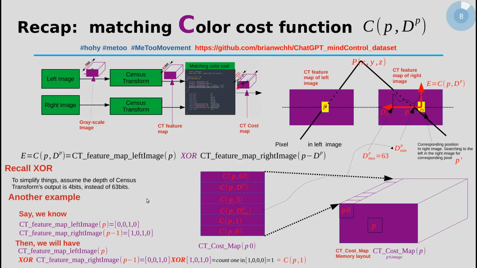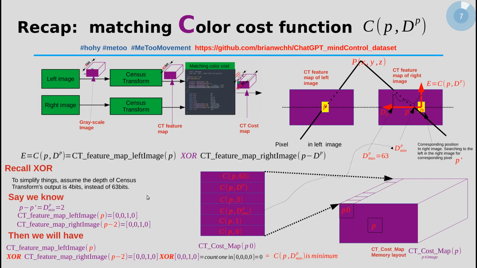I need to choose 2. Suppose the 2 is the minimum one. Then the CT feature map in the right image, p-2 here, it's exactly the same as the p1 in the left image. The sensor transform feature map here is the same, so it will become 0.